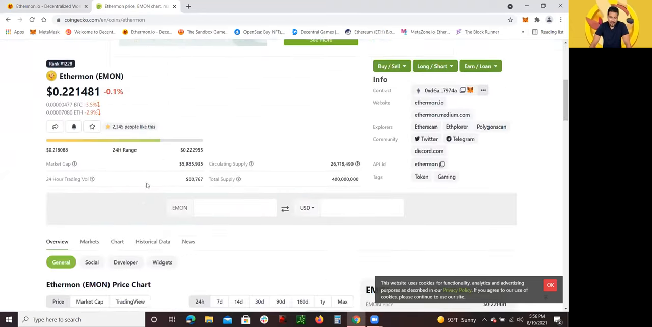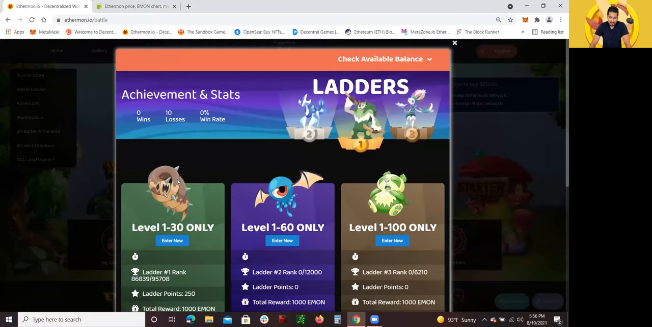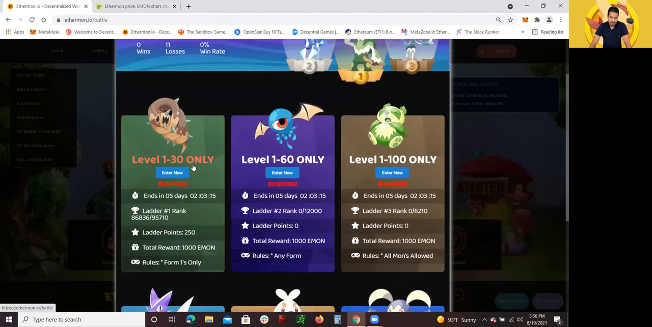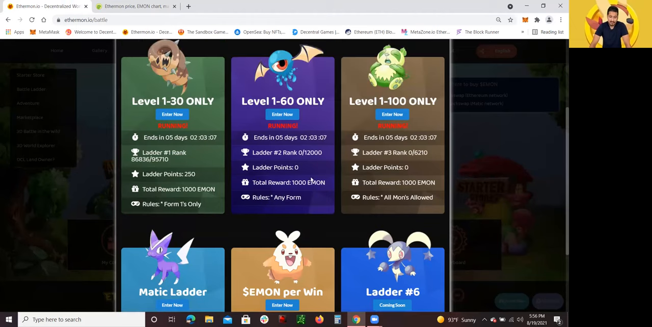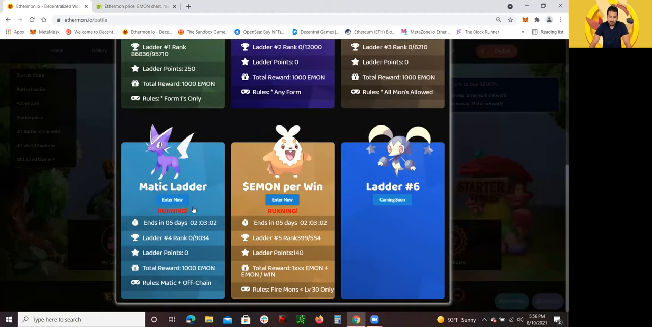So I just want to quickly mention, guys, because you could earn this battling. And just to kind of go over how much you could earn. So right now, if you win this battle ladder, a level one, you do get 1,000 EMON. So if you divide 1,000 by 22 cents, that's $220 US dollars. Same with the other ladders. Now, these are a little bit more difficult because they're more competitive. That's the reason why. But this is the easiest one because you could win 0.5 EMON per win.